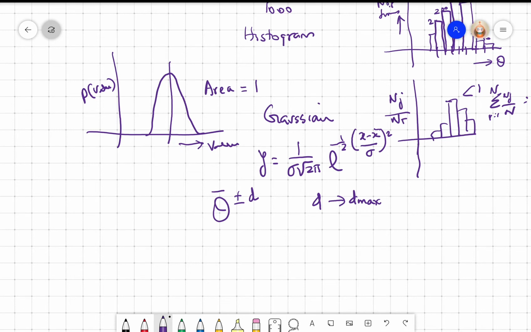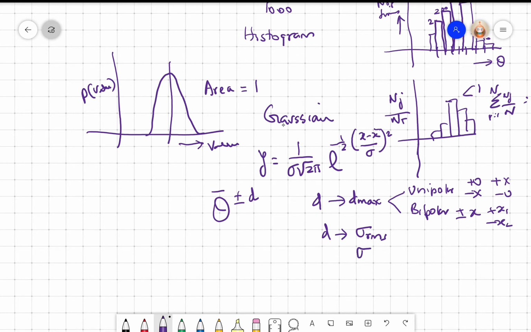And when we say Dmax, there are two possibilities: unipolar Dmax or bipolar Dmax. Unipolar is 0 and minus x, or plus x and 0, or minus x, or plus x minus 0. Bipolar, of course, I can have plus or minus x, or plus x1 minus x2 is also possible, right? That's very rarely used. If d is deviation, either we can use sigma RMS or sigma standard.